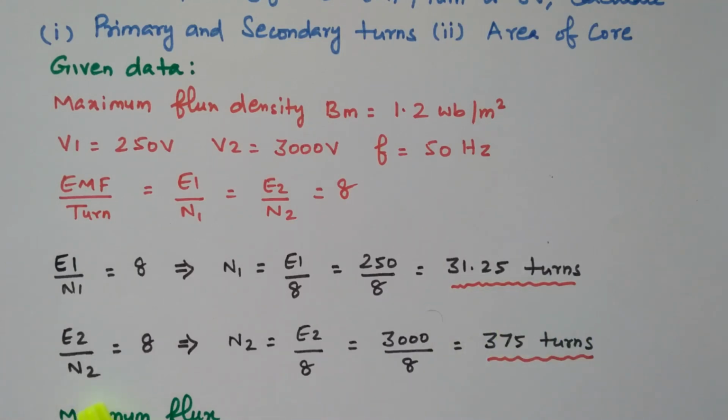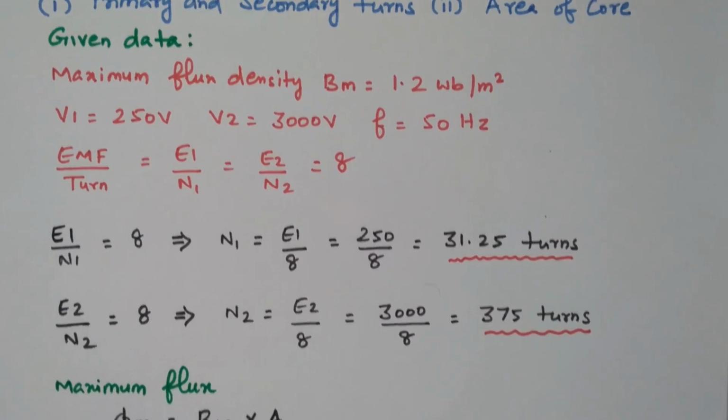Similarly, this EMF per turn can also be written as E2 by N2, referring to the secondary side, equal to 8. So, N2 equal to E2 by 8. E2 is already given, the secondary voltage is 3000 volt. So, 3000 by 8 is nothing but 375 turns. So, the number of turns in the secondary is 375.